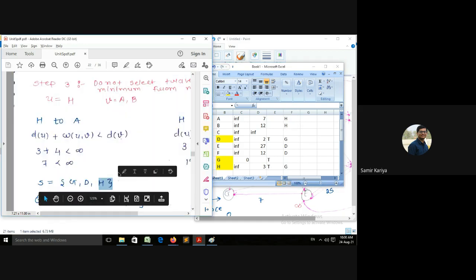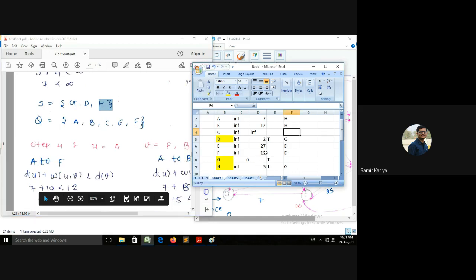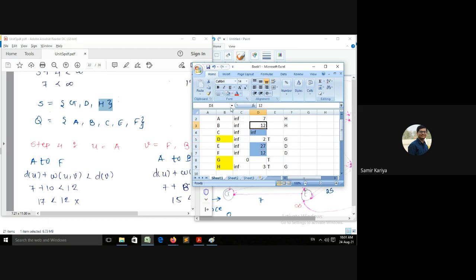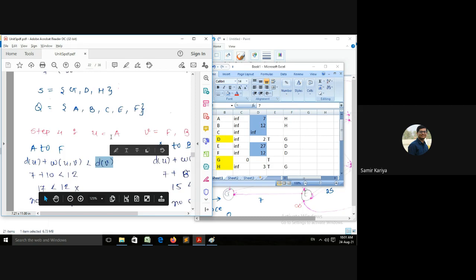Done. Now next step: find out which are the unselected nodes. These are the unselected nodes. Let me write this one. Now which one has the minimum distance? Capital A. So that's step number 4. Select capital A.